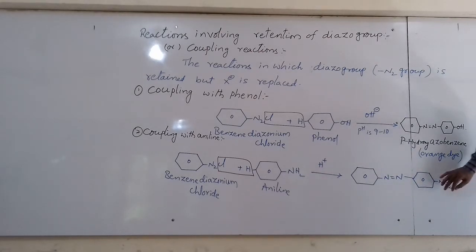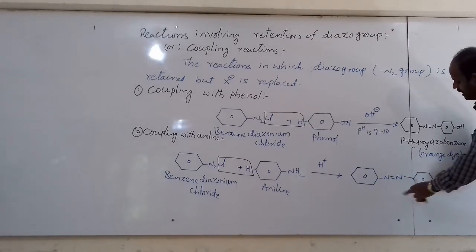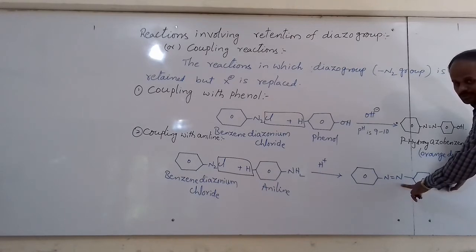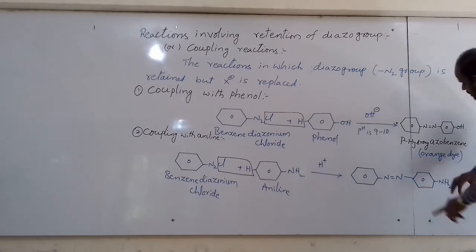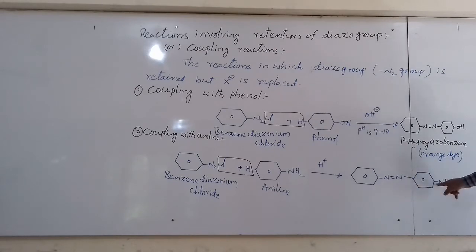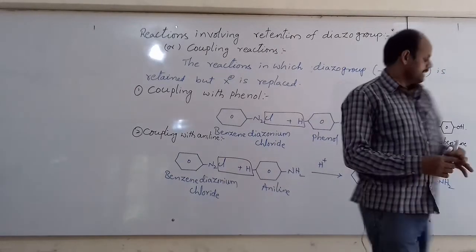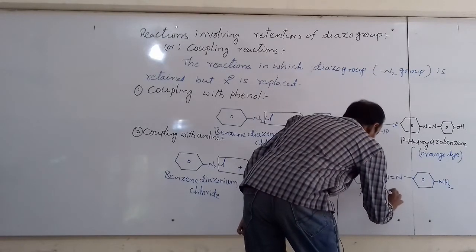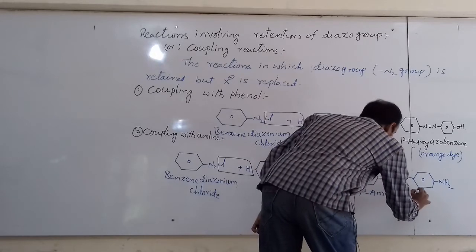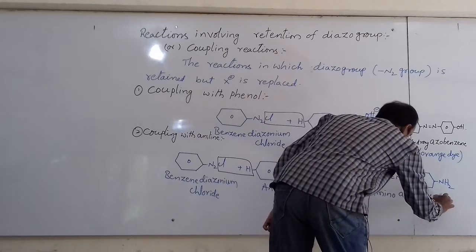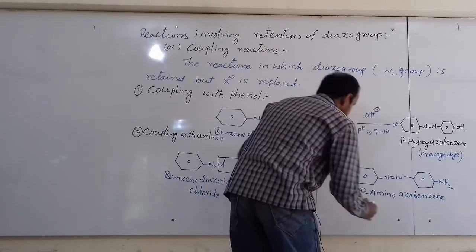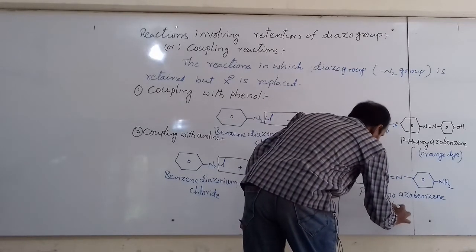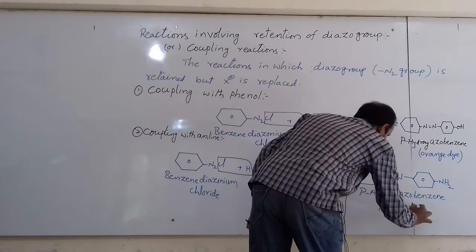Now, the name of this compound. If this NH2 is not there, then what is the name of this compound? Azobenzene. This is called azobenzene, and the N double bond N group is called the azo group. Thus the position with respect to the azo group is the para position. At the para position what is there? An amine group is there. Hence the name is para amino azobenzene. And it is also a colored compound. It is yellow in color, hence used as a yellow dye.